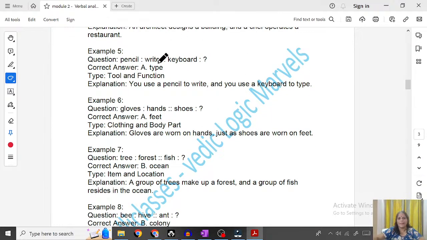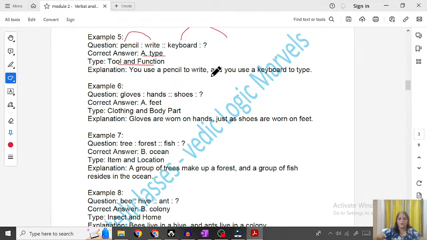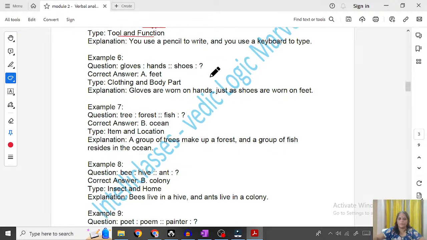A pencil is to write as a keyboard is to what? So what do you use a pencil for? You use it to write. Here these come under tools and function. So what do you use a keyboard for? We use a keyboard in a computer for typing. This is not the musical keyboard, they are talking about the computer keyboard. Let's see one more question.